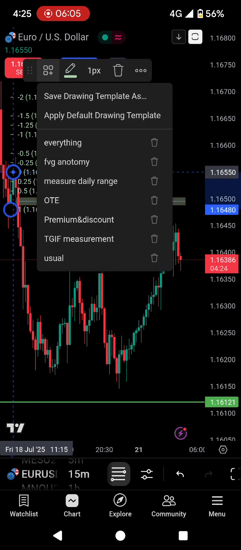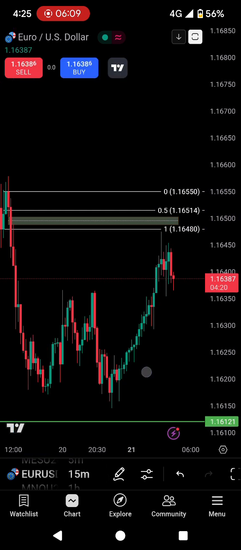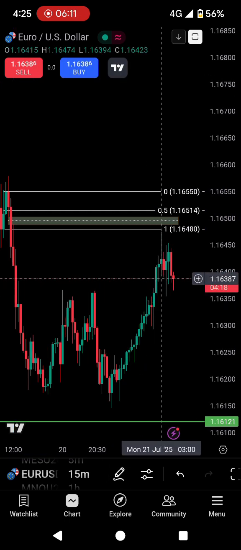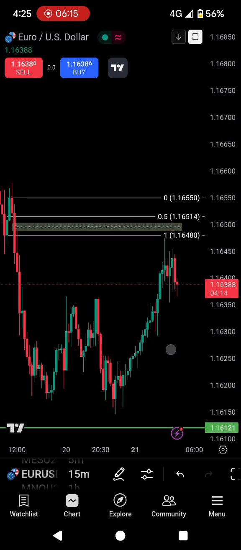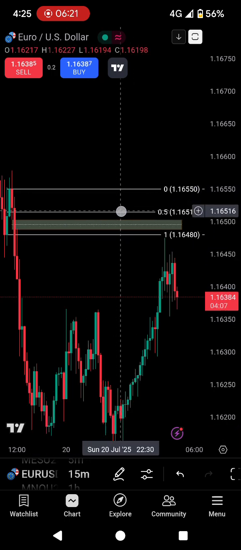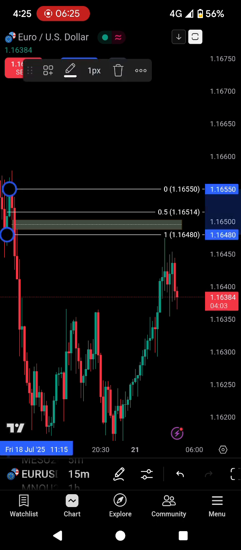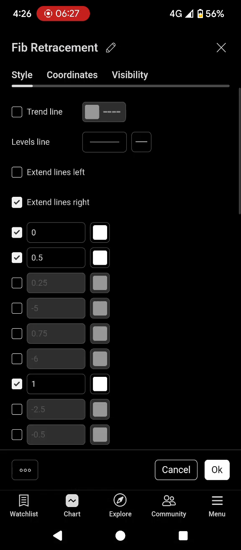Let's just use the usual one. Okay, so what's the high of this? 1.16474. So 1.16480 is the bearish order block low. Then the next will be this CB. Then the next will be the CE, the mean threshold. Okay.